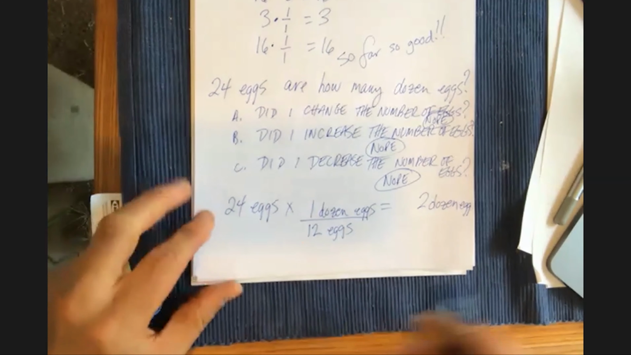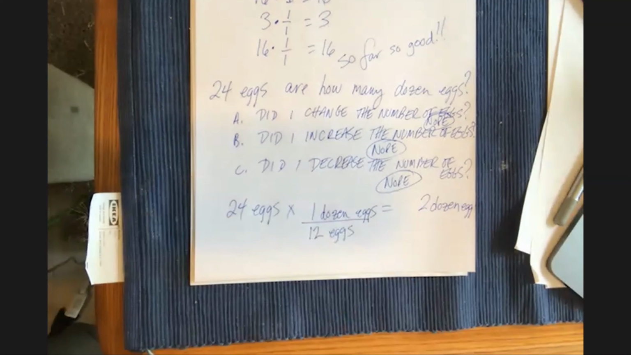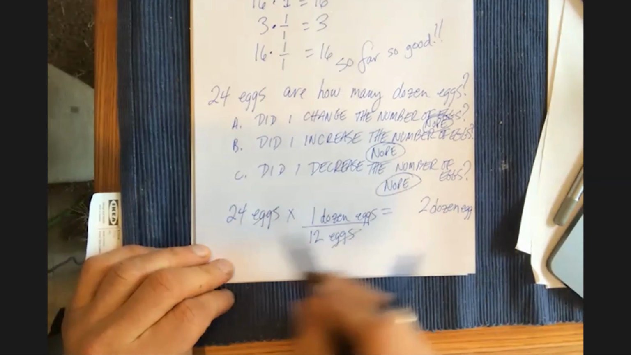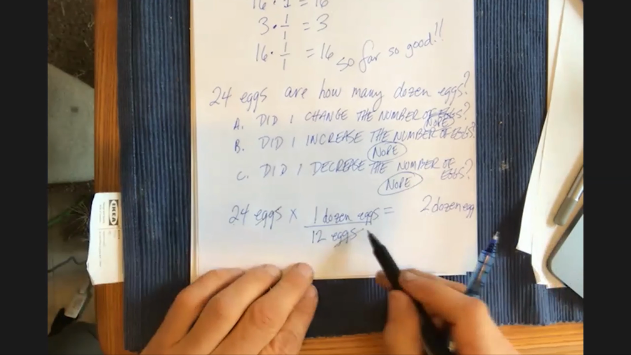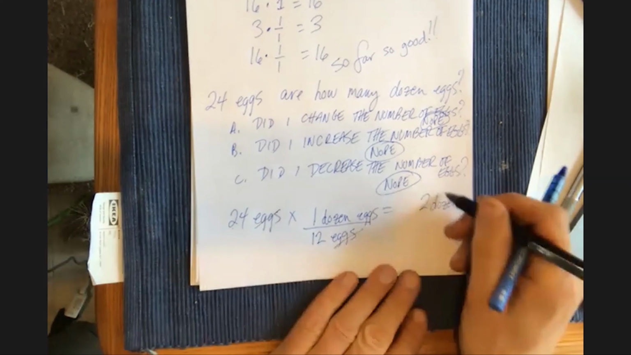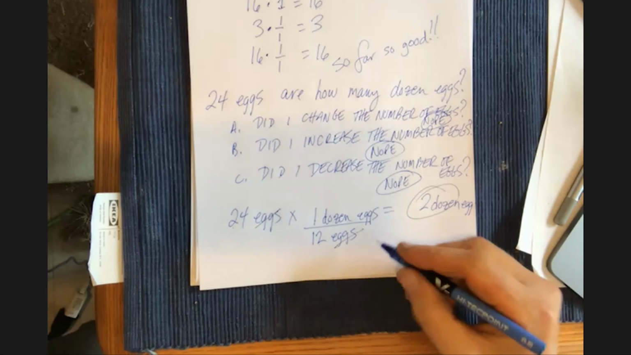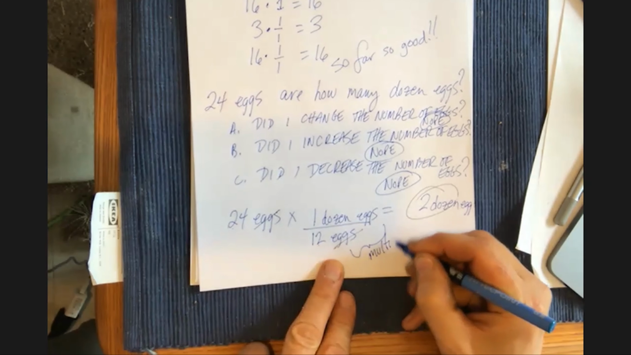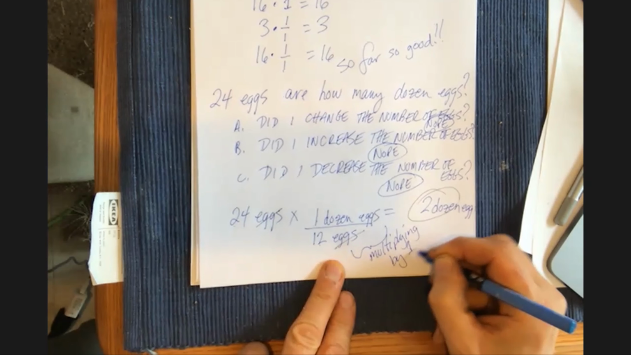Yep. So 24 eggs. I can cancel out my eggs. I multiply 24 by 1. It's 24 divided by 12 gets me 2. I end up with 2 dozen eggs. All right. So here, this part is really multiplying by 1.